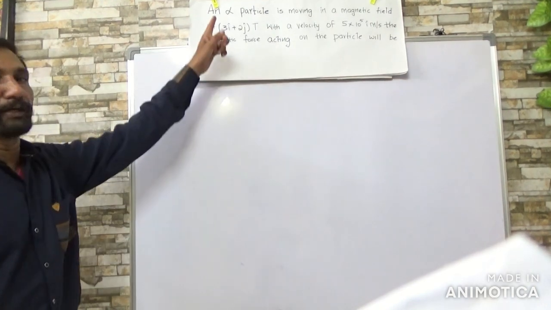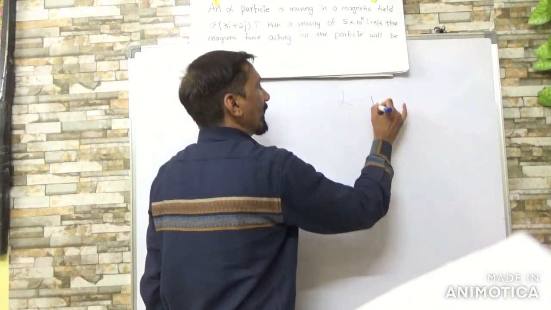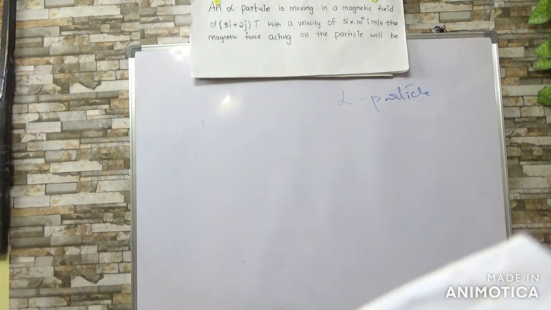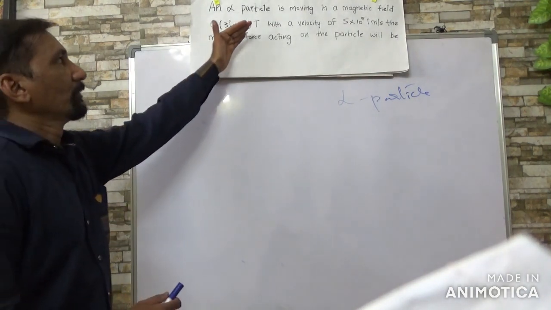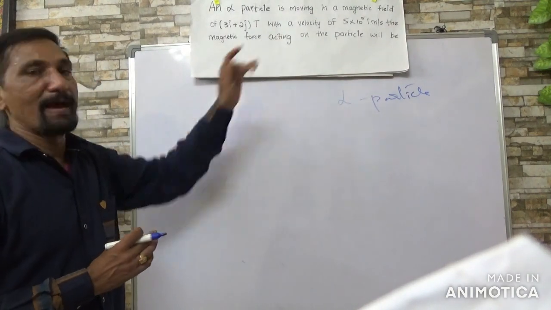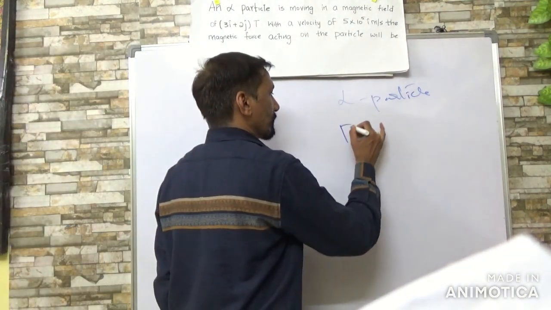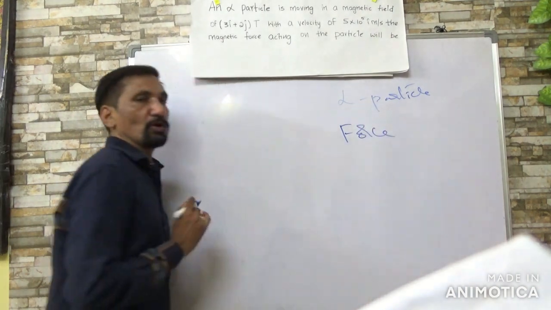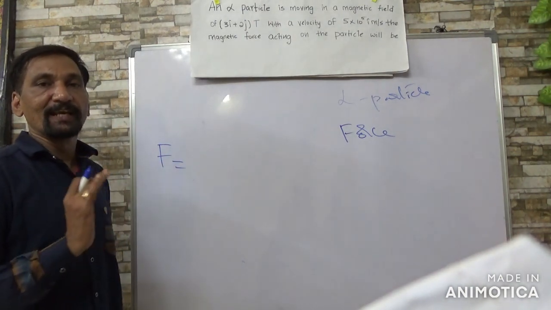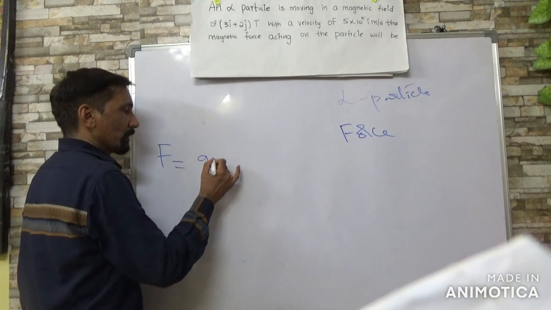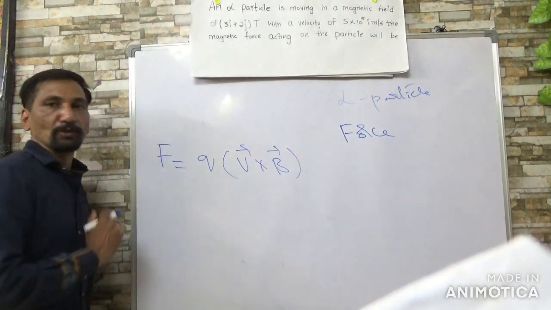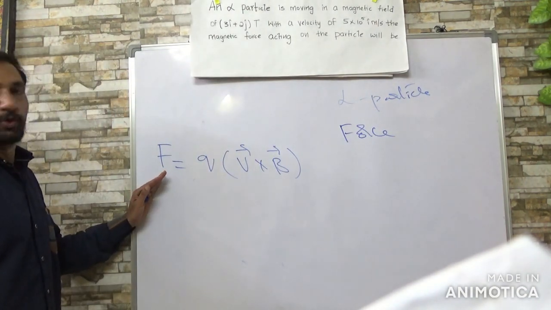Now about the given problem. There is one alpha particle, and this alpha particle is held in a magnetic field. Alpha means a charged particle, now held in a magnetic field, so it will experience some force. Whenever you place a charged particle in a magnetic field, it will experience a force, that is F equal to Q of V bar cross B bar. So this is the force.